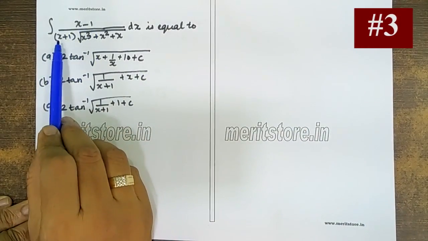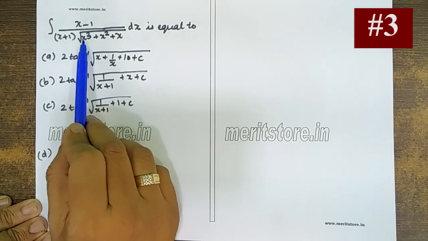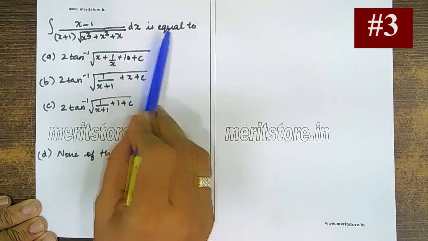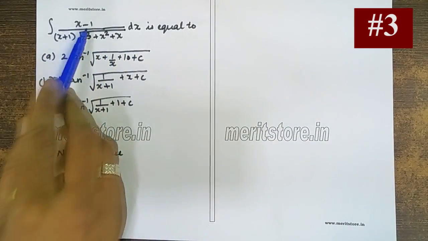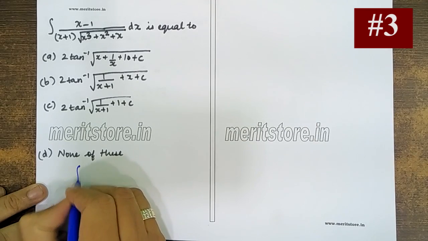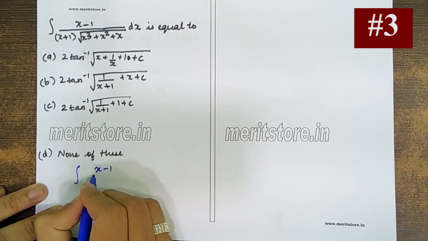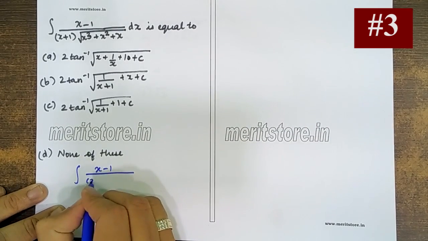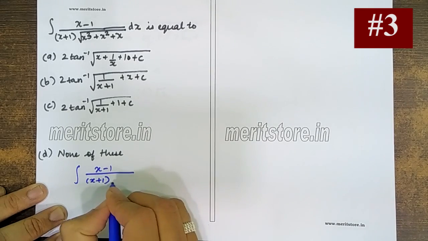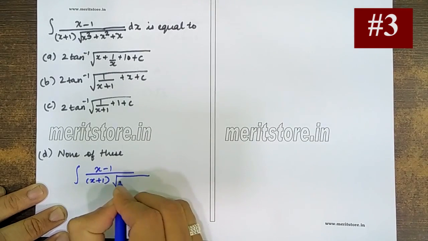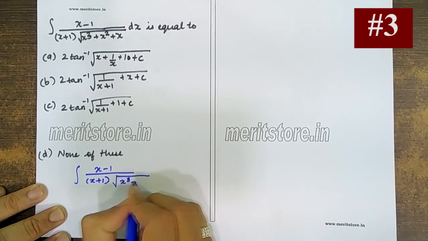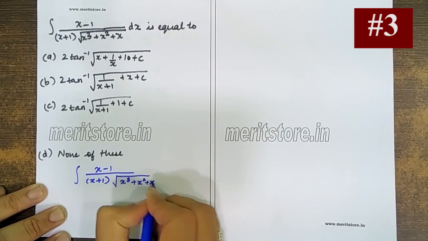Integration of x minus 1 upon x plus 1 under root of x cube plus x square plus x dx is equal to. Now again we'll start with the given condition. x minus 1 upon x plus 1 under root of x cube plus x square plus x.